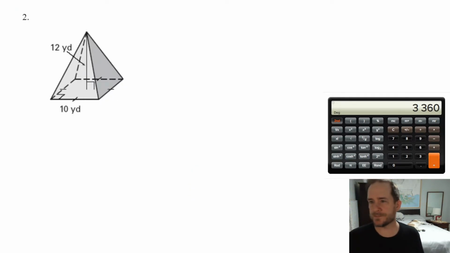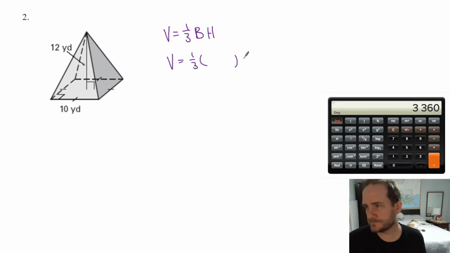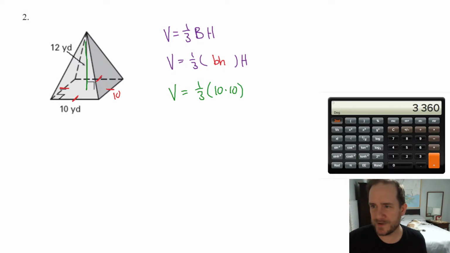Number 2. Basically the same. Our formula is still 1/3 times the area of the base times the height. Now since our base is a square, a 10 by 10 square, how do I know it's a square? Don't forget these little tick marks. Those tick marks mean things are congruent. So they're telling us this side's 10, that side's 10, that's 10, that's 10. Our base is a square. So to find the area of a square, we're still going base times height. Substituting in, we've got 1/3 times 10 times 10 times the height of the pyramid, which would be this 12.